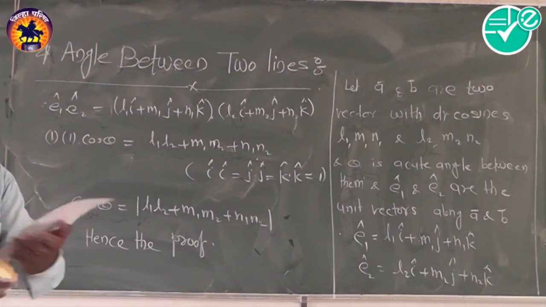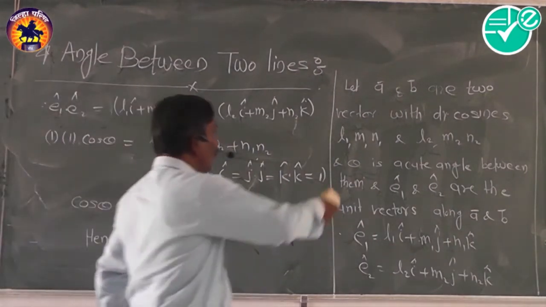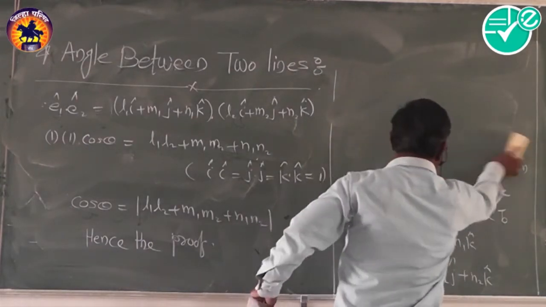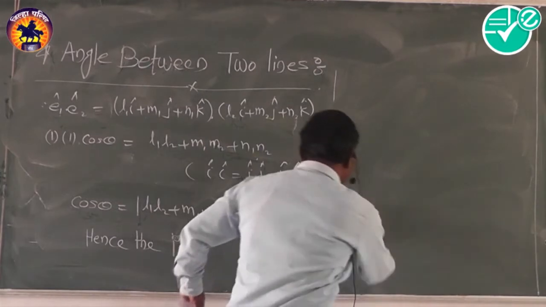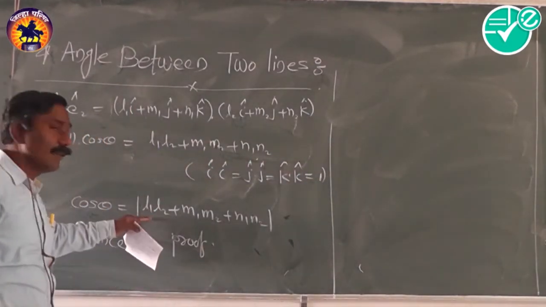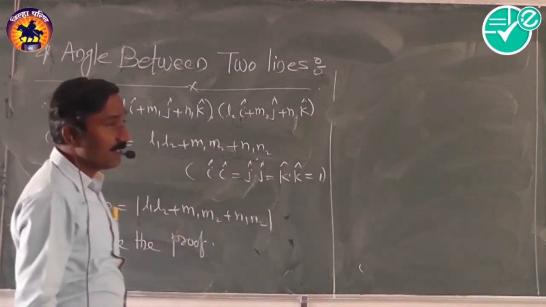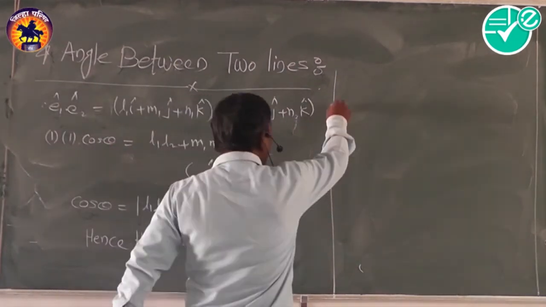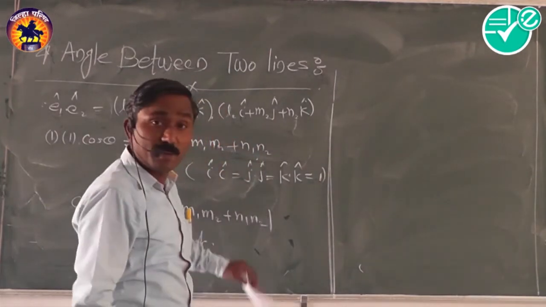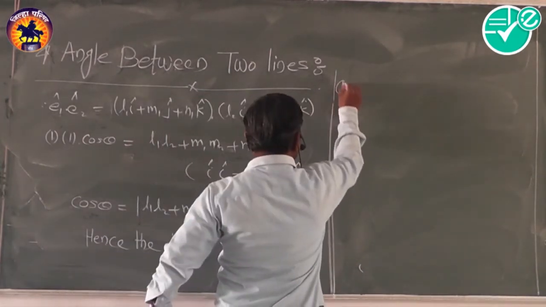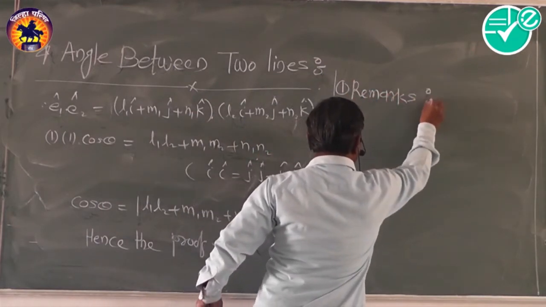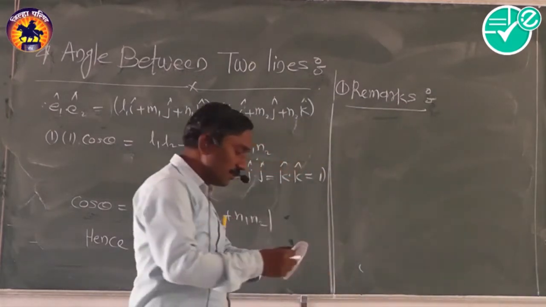Now let us write down the remarks first. Suppose there are no direction cosines of the lines, and we are given direction ratios, then how can we find the acute angle between them? So, remark first.